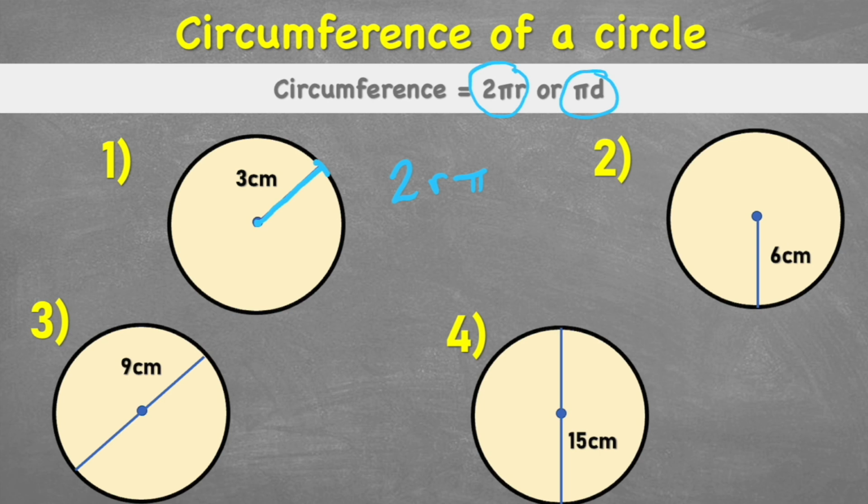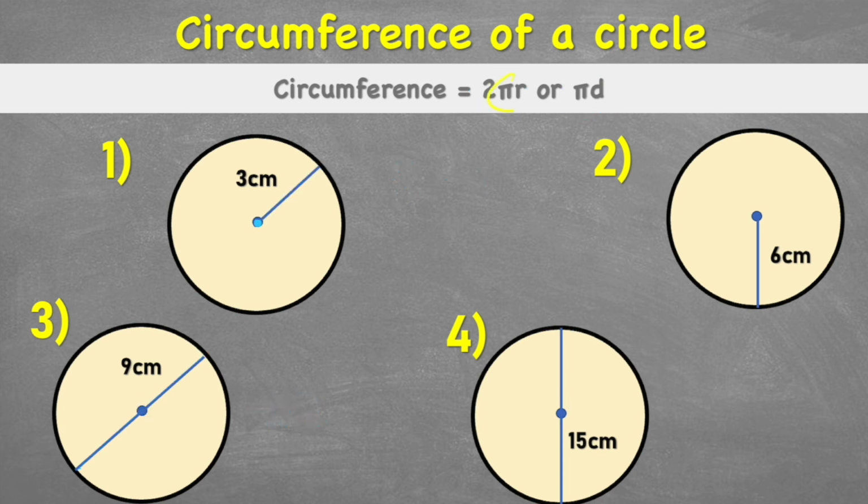Whereas if we look at example number 3, we're not given the radius, we're given the full diameter, which is the longest chord across the center of the circle. So when we're given the diameter, we don't need to do 2 times radius because the diameter is already 2 times the radius. So we can simply just do pi d, pi times diameter.